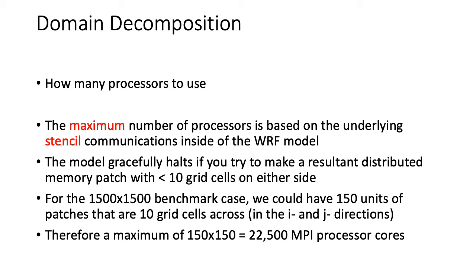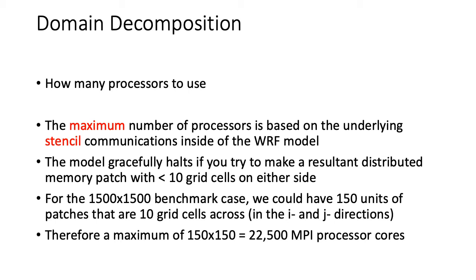For the 1500 by 1500 benchmark, the maximum number of processors we could run would be 150 units of processors in one direction, 150 units of processors in the other direction. That would be 22,500 MPI processes would be the absolute maximum that you could run for this domain. The timing performance would not be very good.